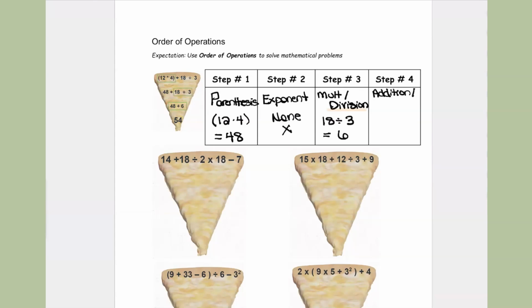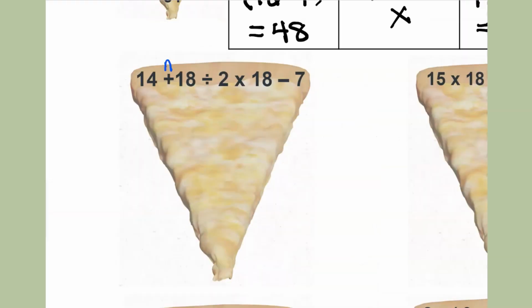Step number 4 is to solve any addition or subtraction problems that you may have. And remember, you're always working from left to right. So here we have 48 plus 6 as our addition problem. And we can just work that down to get an answer of 54.